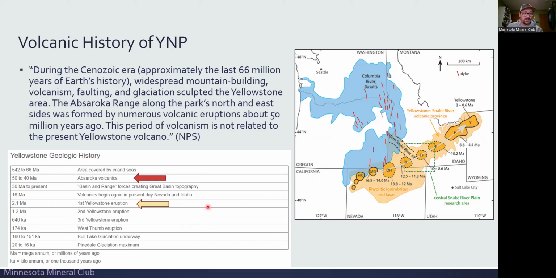If you look here, the first Yellowstone eruption is at about 2.1 million years, but your Absaroka Volcanics, which form the mountains in the area, are 40 to 50 million years ago. That would lend credence to this: if you're finding agates in deposits aged 10 million years, which would be older than the first Yellowstone eruption, then the source had to be from somewhere else. And so your Absaroka Volcanics make the best sense.